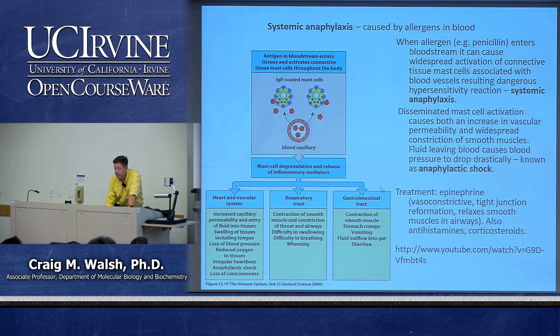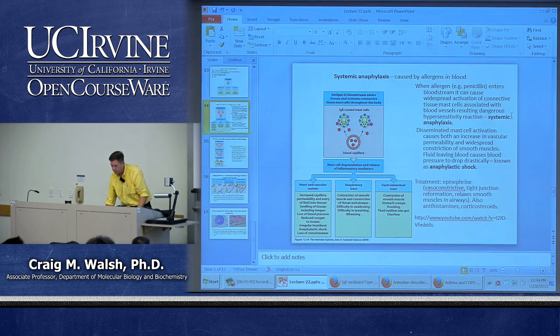And so the result of that is that you can control your irregular heartbeat and this reduction of oxygen that's getting to the tissues. You can basically deal with that. So this then allows you to overcome this anaphylactic shock. There are other ways that you can treat this, including antihistamines, which can block some of these inflammatory mediators produced by the mast cells, as well as corticosteroids, but epinephrine is the main approach. And I just want to show a quick movie on that.